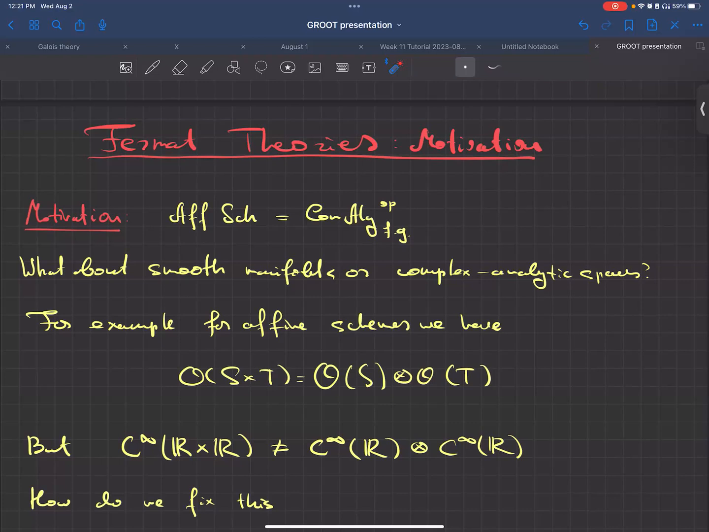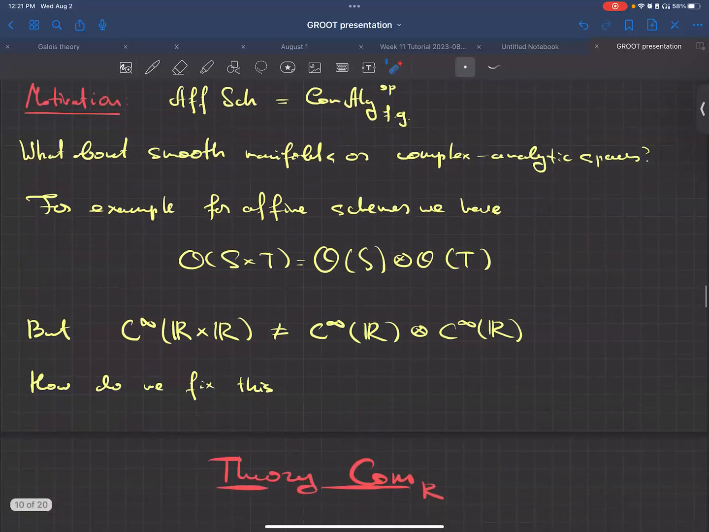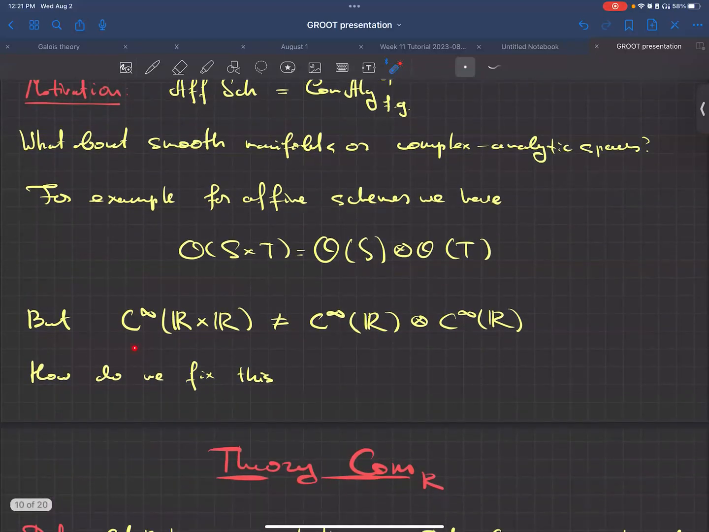But what happens if we consider smooth manifolds, for example, or complex analytic spaces? We know that for affine schemes, if we take the global sections of the structure sheaf on the product, we get the tensor product of global sections. That's great. But as you probably know, smooth functions on R^2 are not equal to the tensor product of smooth functions on R and smooth functions on R, because the former is far larger than the latter. So I guess the question should be, how do we fix this?